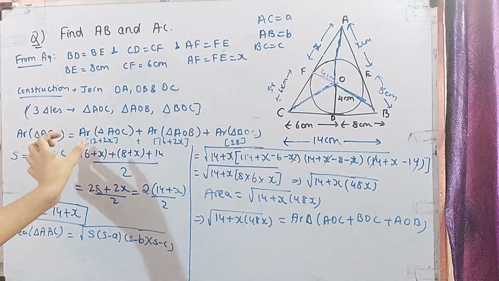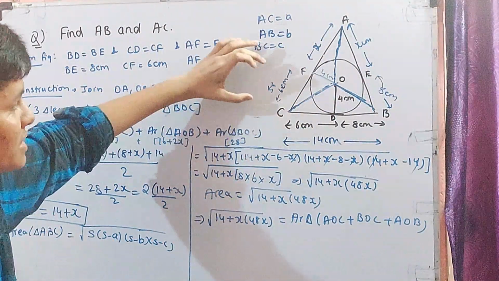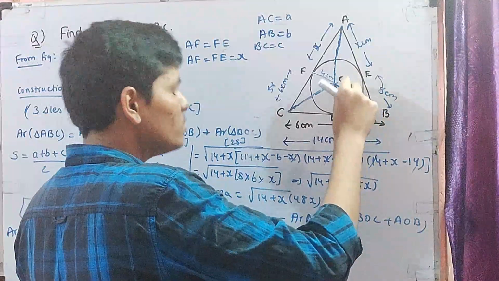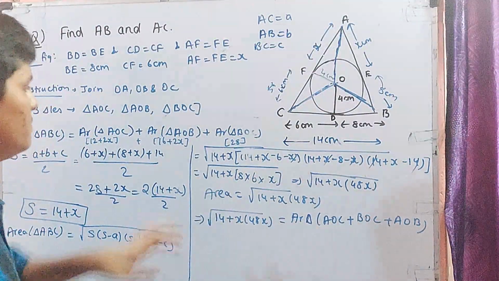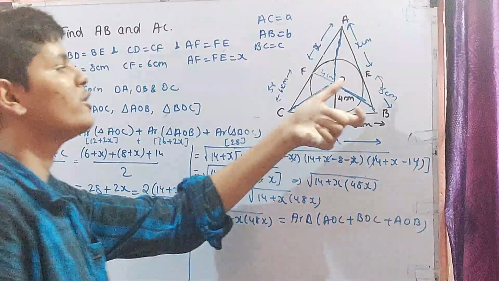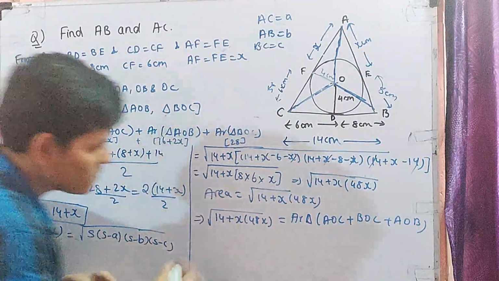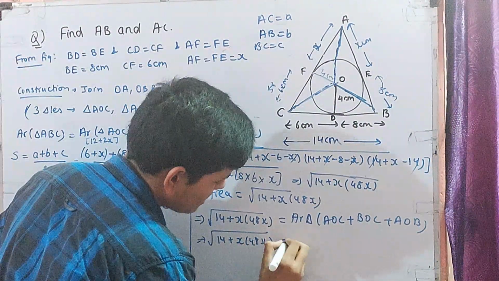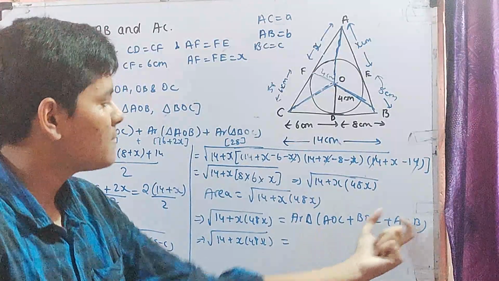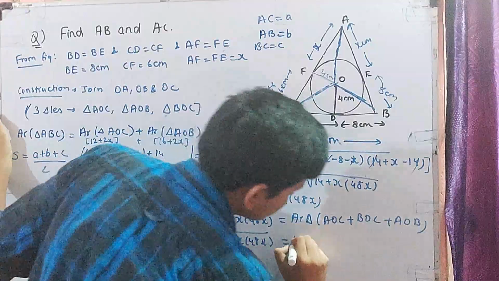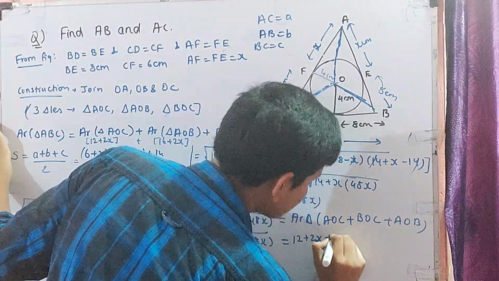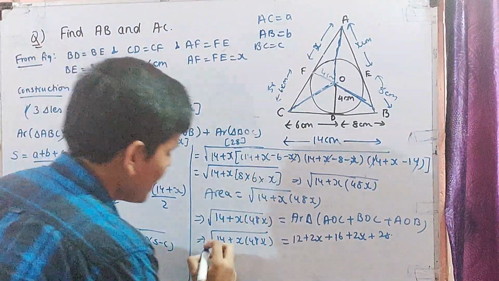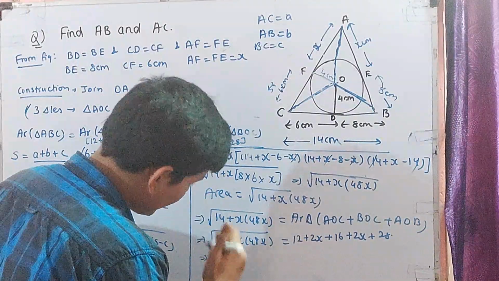That is what we did. Triangle AOC, half into 6 plus X into 4, that is 12 plus 2X. Area of triangle AOB, half into 8 plus X into 4, that is equal to 16 plus 2X. And area of triangle BOC, half into 14 into 4, that is equal to 28. Now, the square root of 14 plus X into 48X is equal to the area of this plus this plus this. Now, 12 plus 2X plus 16 plus 2X plus 28. This is the area. Hence we will get the square root of 14 plus X into 48X.